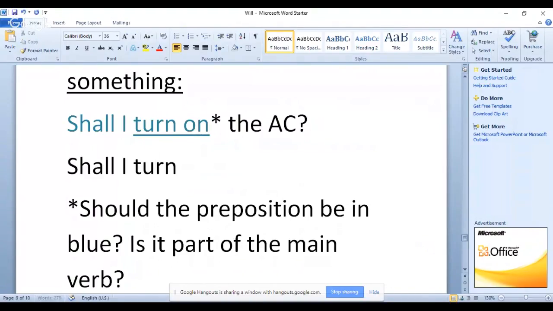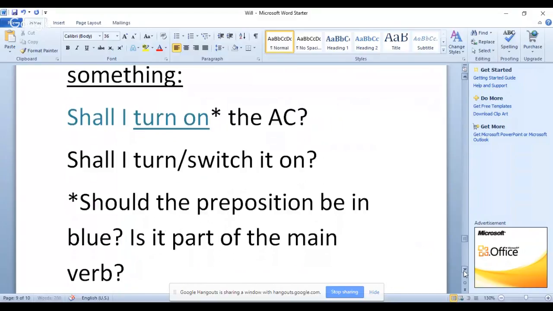Shall I turn it on? When we're using the subject it, we already know what we're talking about. So someone says, "Oh, it's cold. What about the AC? Oh, shall I turn it on?" So it's a completely different sentence, but we know the meaning. Yes. Okay, so that's what I was talking about. Yeah, that's a pronoun. Yes.